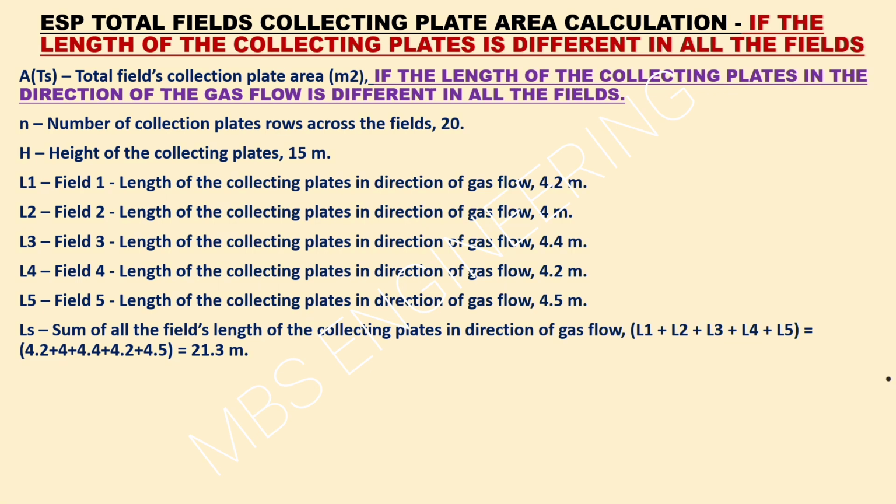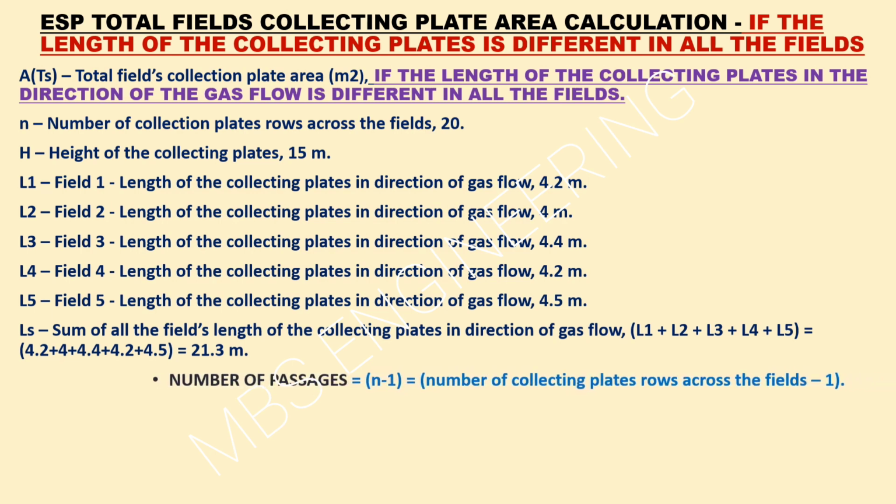LS is the sum of all the fields' lengths of the collecting plates in the direction of gas flow. It means LS is the sum of fields 1, 2, 3, 4, 5, that is, the sum of L1, L2, L3, L4, and L5. LS is equal to 4.2 plus 4 plus 4.4 plus 4.2 plus 4.5, which equals 21.3 meters. For this ESP, LS is 21.3 meters.